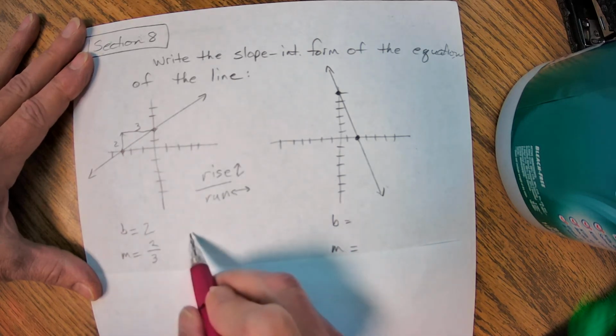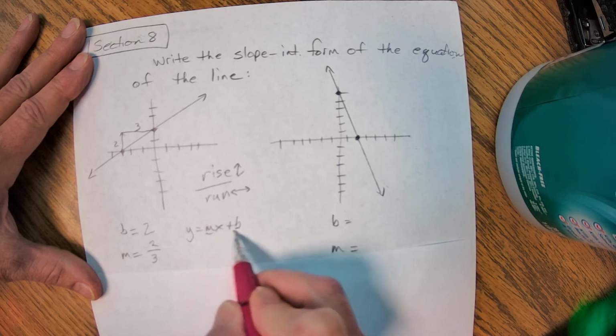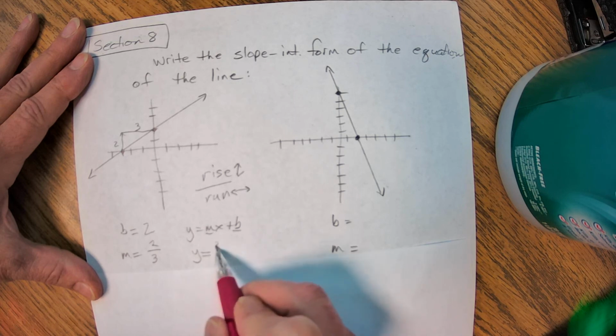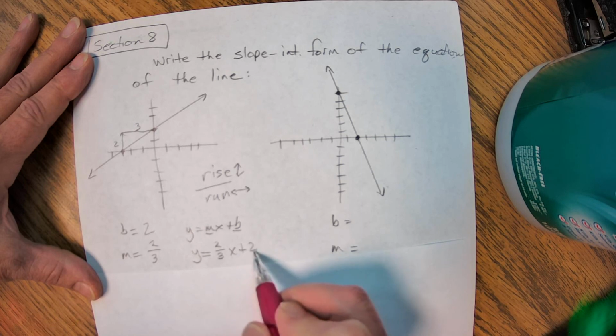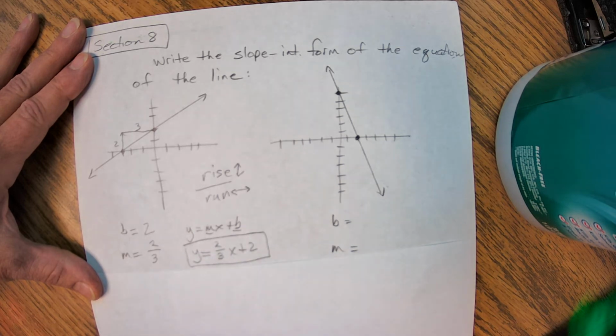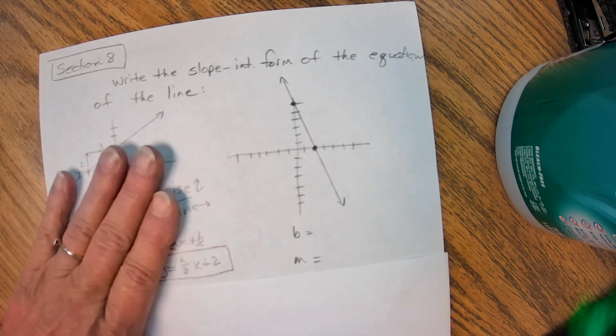So the equation of this line, remember, y equals mx plus b, and we just replace those. So in this case, it would be y equals 2/3 x, because that's the slope, plus 2, because that's where it crosses the y-axis. And that's it for that one.